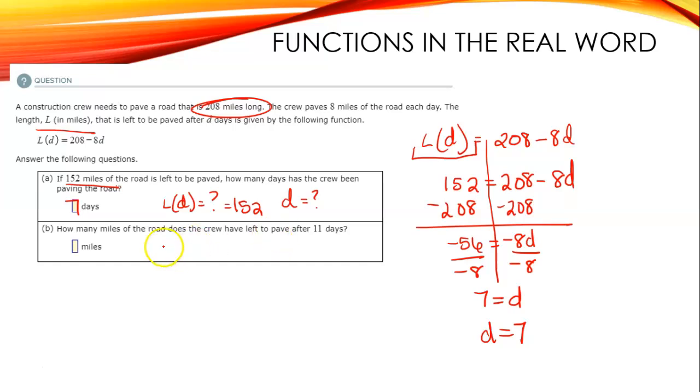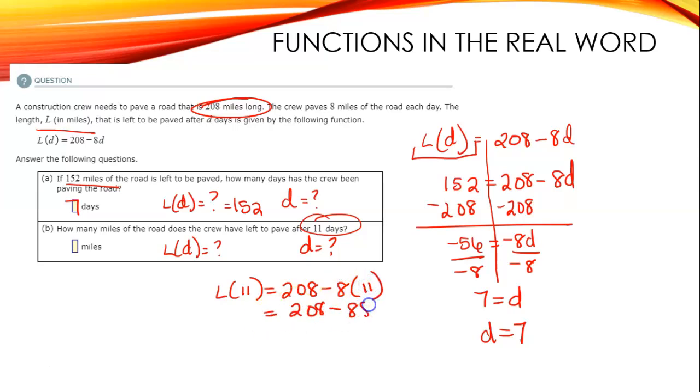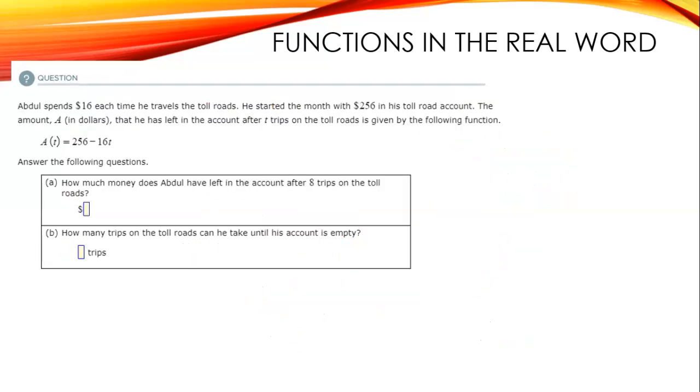All right, same deal here. Make sure you're thinking about, are they giving us the length or are they giving us the number of days? Because how this is calculated will look different. This time it's 11 days. So they're telling me to replace D with 11. So it's 208 minus 8 times 11. So that's 208 minus 88. 208 minus 88 becomes 120. So there's 120 miles left after 11 days. You pause the video and try this one on your own.